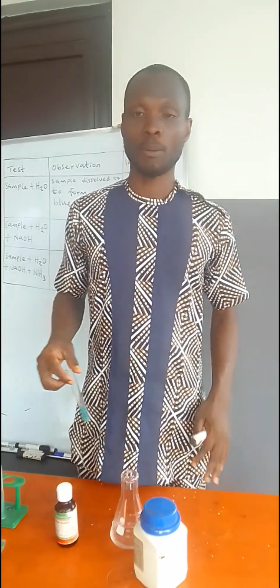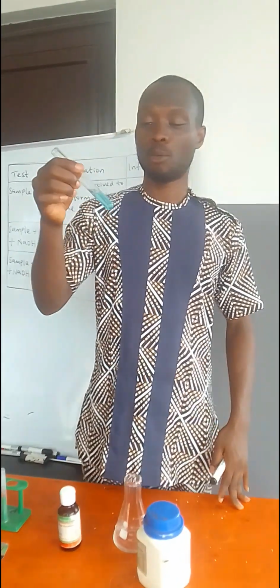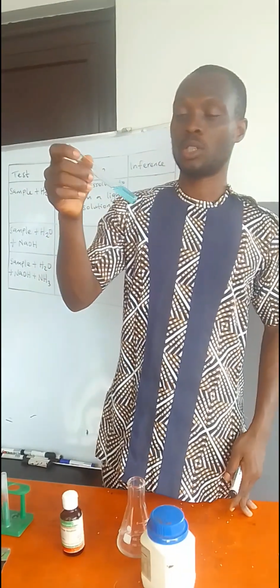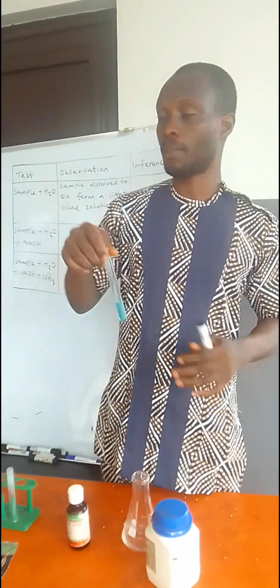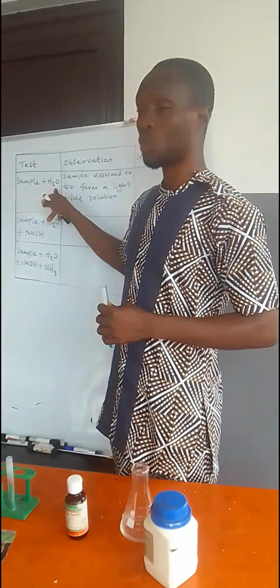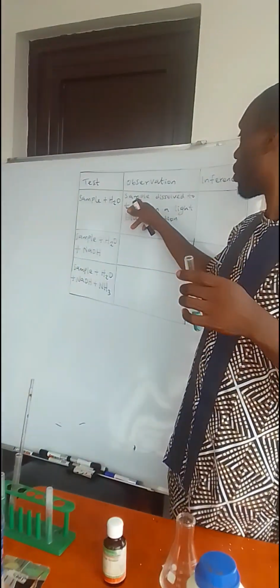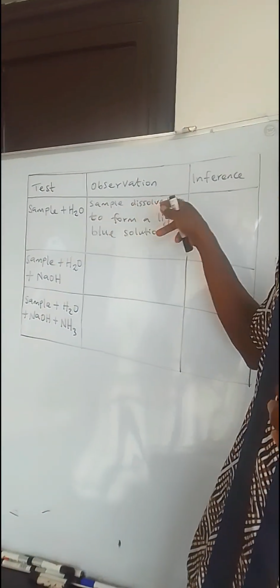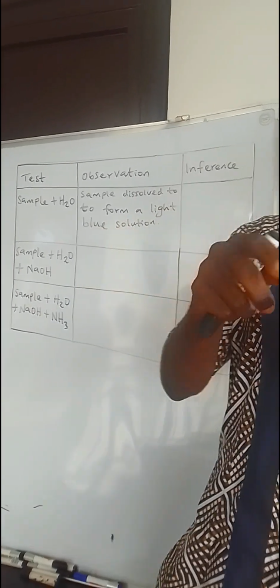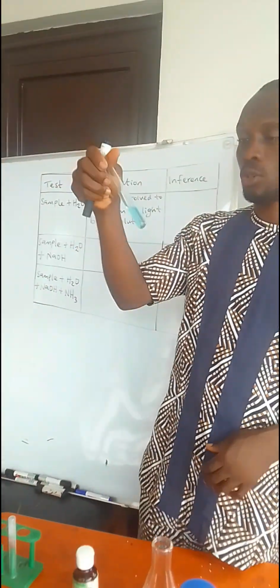Today we'll be testing for the presence of copper. This is the sample we'll be using, and distilled water has been poured into the sample, as you can see. Sample plus H2O. What we obtained is that the sample dissolved to form a light blue solution. Look at it, light blue solution formed.